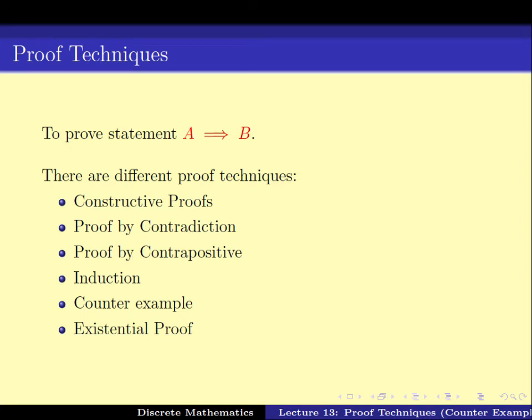So till now we have talked about the fact that to prove A implies B, there can be many proof techniques. Namely constructive proof, proof by contradiction, proof by contra-positive, induction, counterexample and existential proofs. Till now we have seen constructive proofs, proof by contradiction and proof by contra-positive.